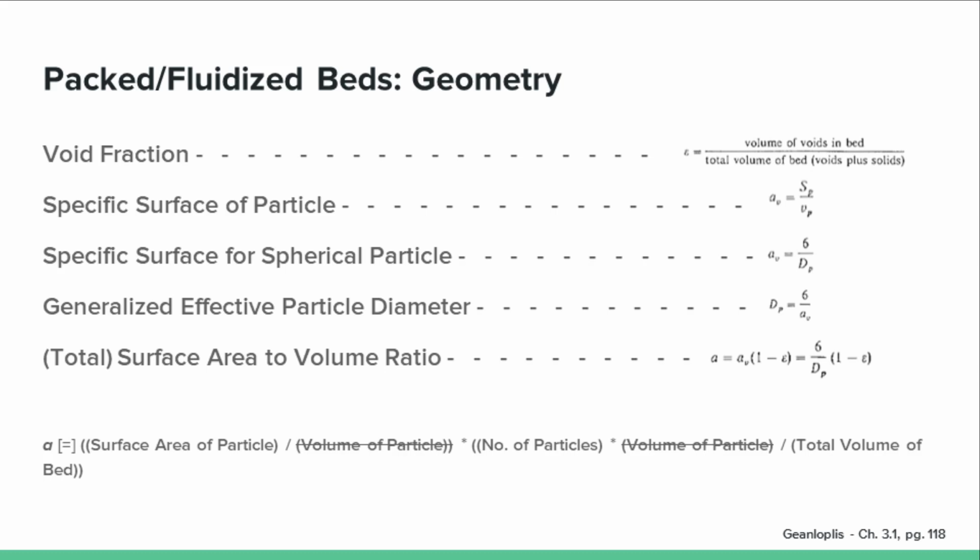Finally, we can find the total surface area ratio by multiplying the particle's specific surface by what essentially represents the total volume of particles, this 1 minus epsilon term here. At the bottom here, you can see how the dimensions play out to give us this A.